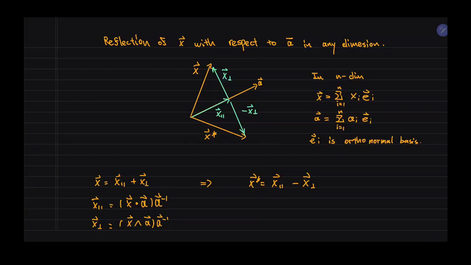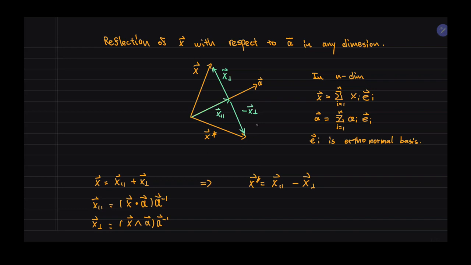Hello everyone. In this video, we will talk about how we can obtain the reflection of vector x with respect to vector a in any dimension. So let us say we have an n-dimensional space, and we can express vector x in our orthogonal basis, and also express our vector a in our orthogonal basis.